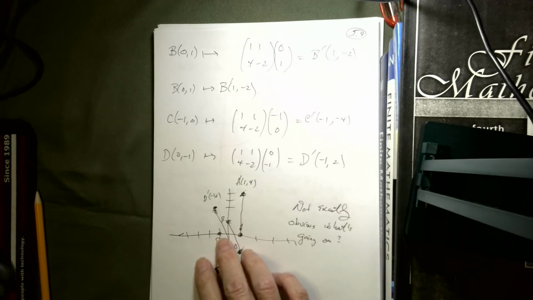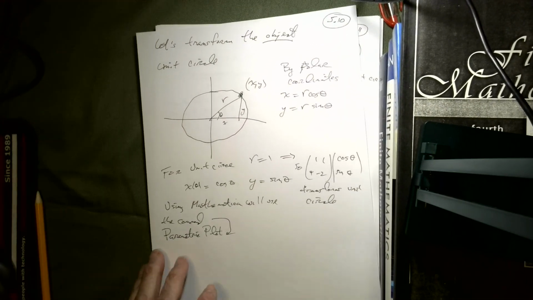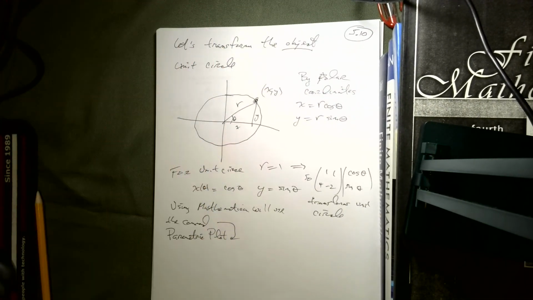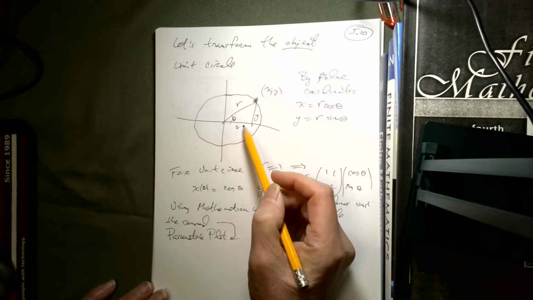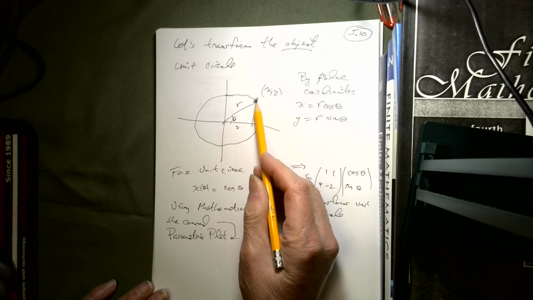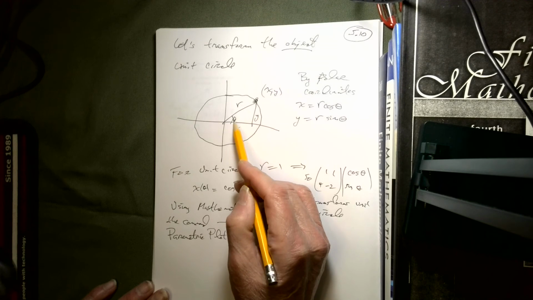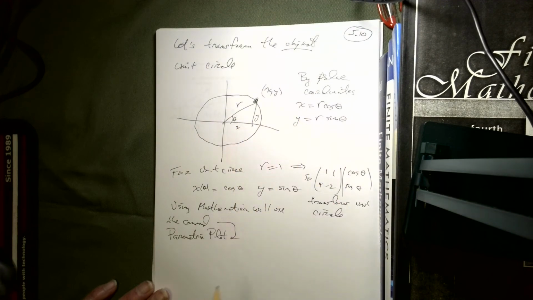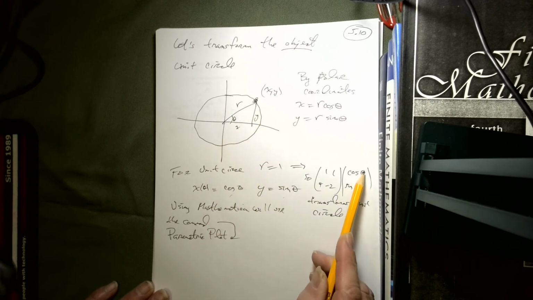So what we do is, instead of just transforming those particular points, let's take the whole unit circle. If I go to polar coordinates, any point can be described in terms of r and the angle theta. And so if I let r be equal to 1, then x is going to be cosine and y is going to be sine. So anybody on the unit circle can be described as this point.